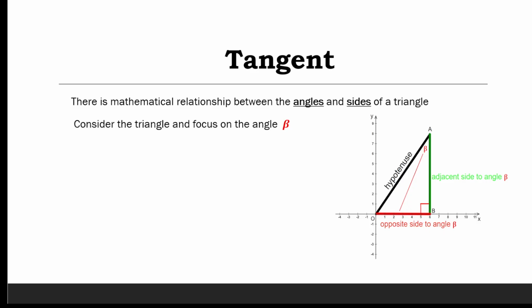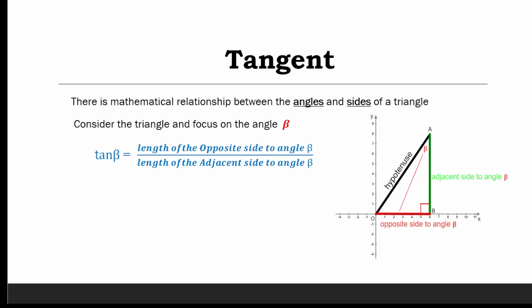Shifting the focus to angle beta. Tan beta is defined as the length of the opposite side to angle beta divided by the length of the adjacent side to angle beta, and that gives us tan beta equals OB divided by AB, and OB can be made the subject of the formula to give us AB times tan beta.